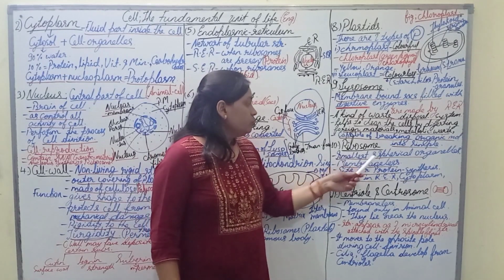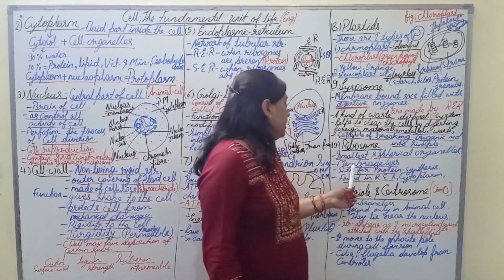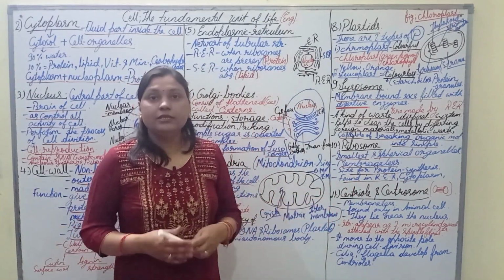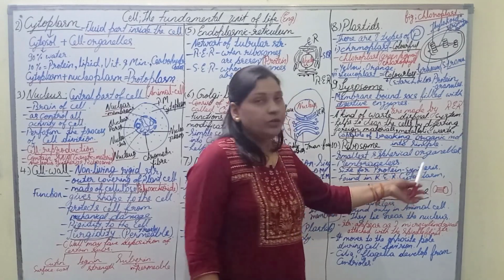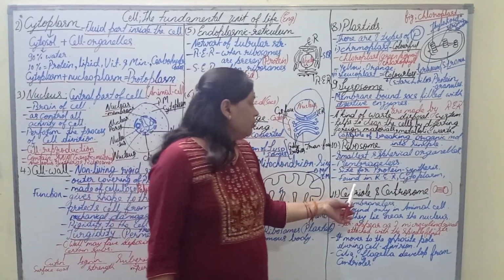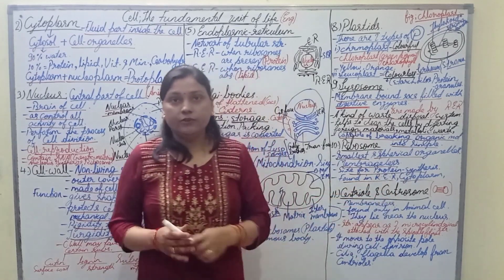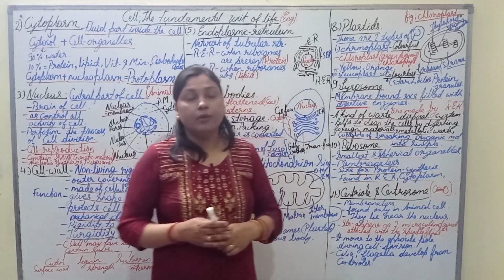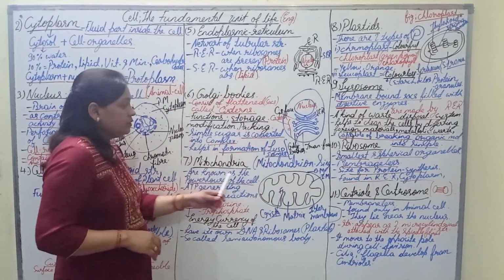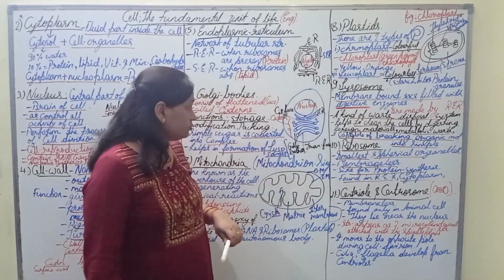Now we have ribosomes. Ribosomes are the smallest spherical organelles. They are membraneless. That means they are not covered by any layer. They are the site for protein synthesis, as we all know, and these ribosomes are found on the surface of rough endoplasmic reticulum, in the cytoplasm, and in mitochondria as well as in chloroplast.